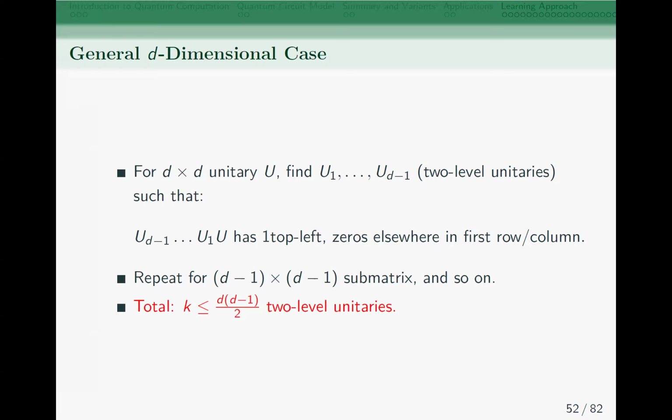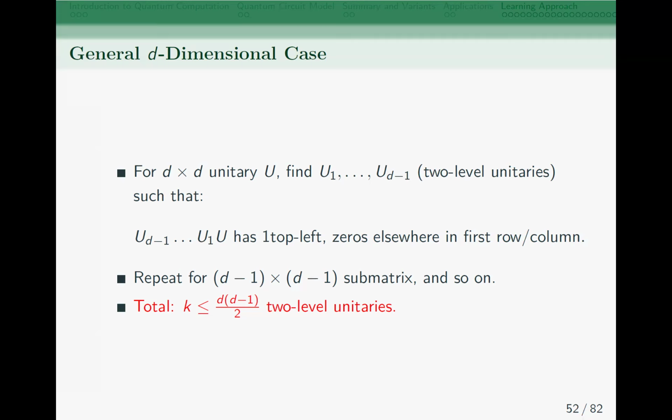And you do it again, right? You repeat this algorithm for d minus 1, and so on. So finally, after 1 plus 2 plus 3, up to d minus 1 2-level unitaries, the remaining is another 2-level unitary. So it's like d times d minus 1 divided by 2 2-level unitaries. Then this huge unitary is decomposed into small 2-level unitaries.